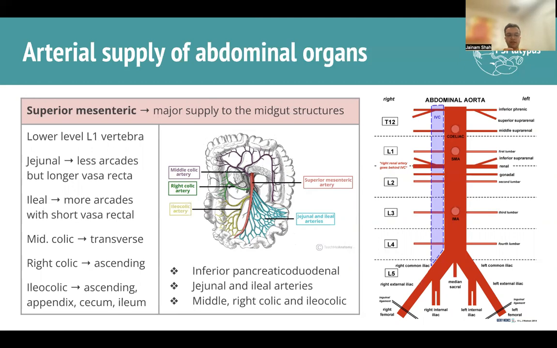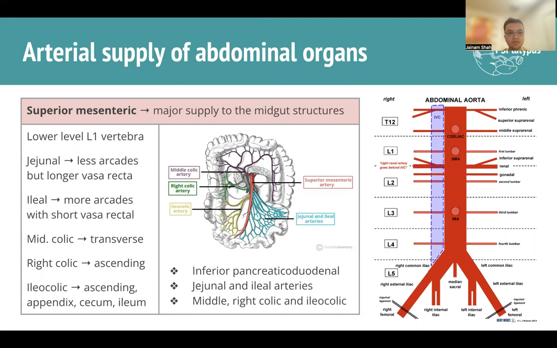So in other words, when we think about arcades, it's kind of like all the arteries join up together and form these little triangles. It looks pretty cool when you look at a diagram. It has fewer of those, but it has longer vasa recta, which means it has longer parts of the arteries that just go out of those arcades and straight into supplying the intestine wall. With the ileal arteries, they have more arcades, so they have more of those little triangle bits, but much shorter vasa recta.